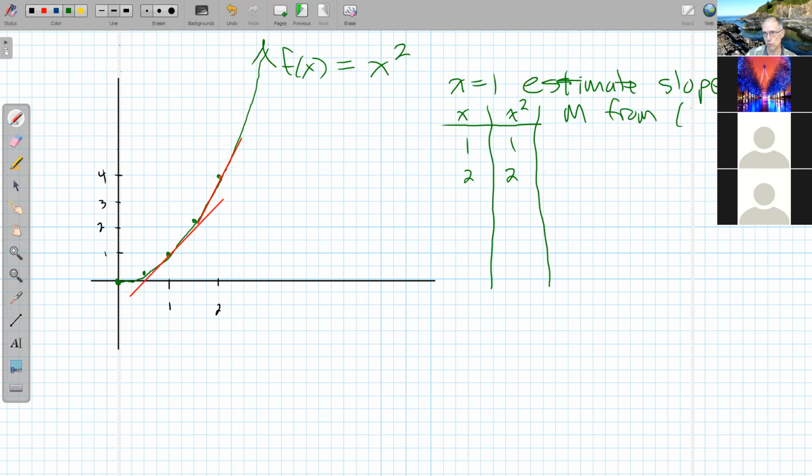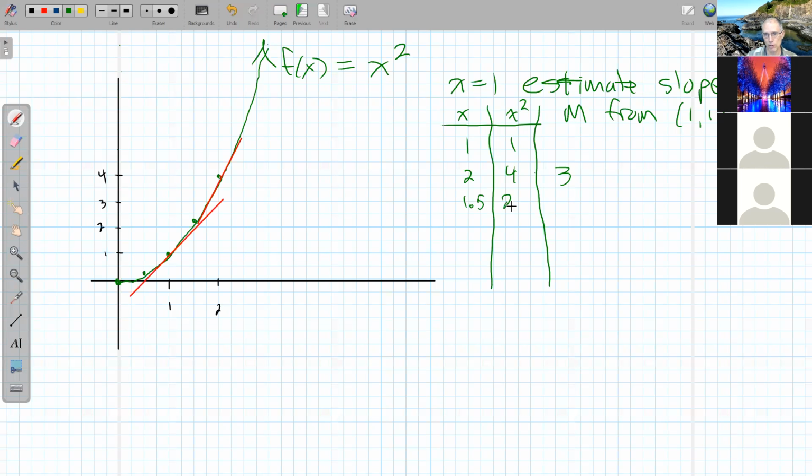And that's the slope from the point 1, 1. So the slope from 1, 1 to, oops, that's not 2, 2, it should be 2, 4. I have a rise of 3 and a run of 1, so I get a slope of 3 there. And I want to get closer to 1, so maybe I'll look at 1.5 next.